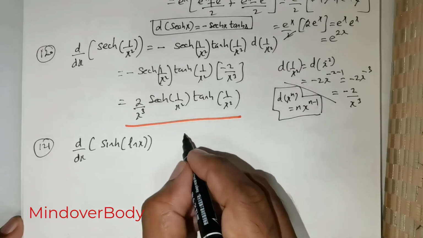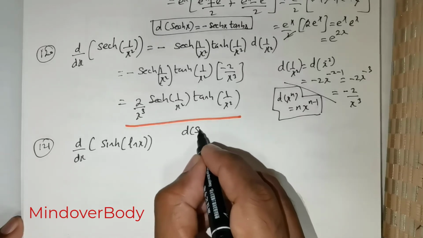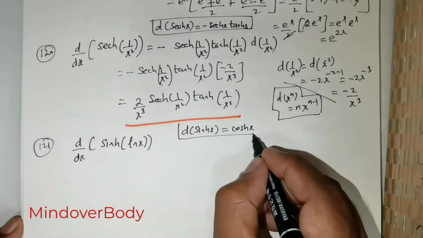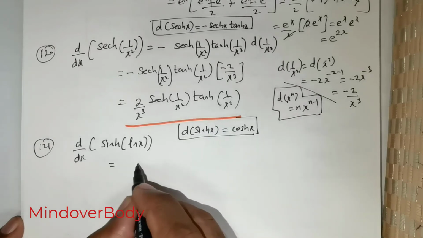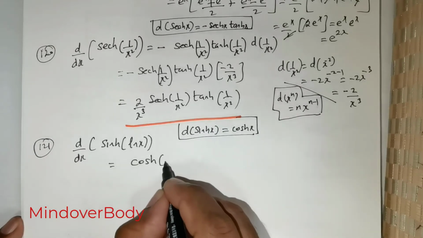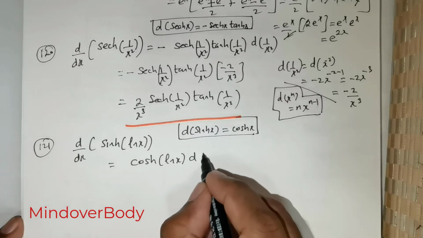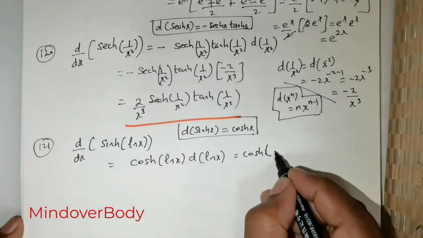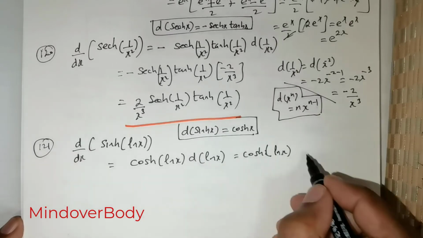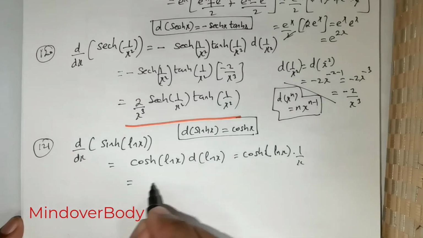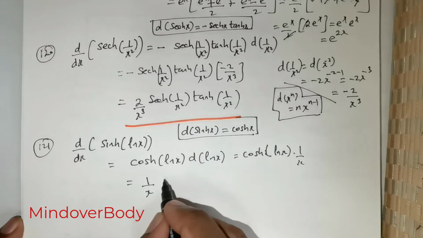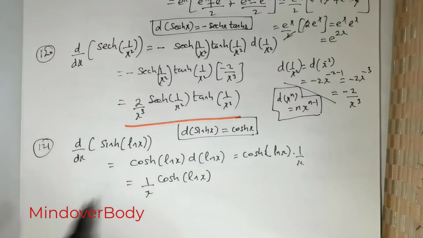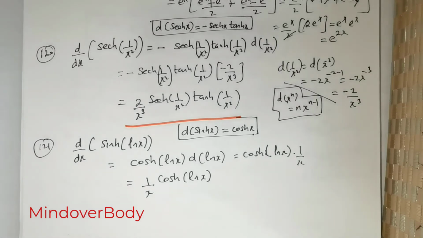Now we already know that if I were to differentiate sinh x, it would give me cosh x. So we have already studied this. So this is going to give me cosh of ln x times the differentiation of ln x, which is equal to cosh of ln x times 1 over x. If I want to rewrite this, I can write it as 1 over x times cosh of ln x. So this is my solution to the question.